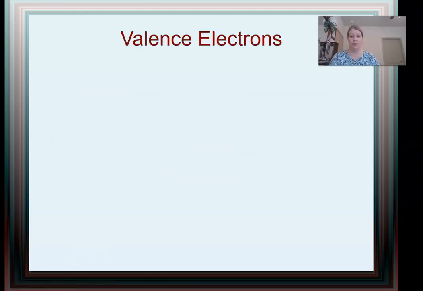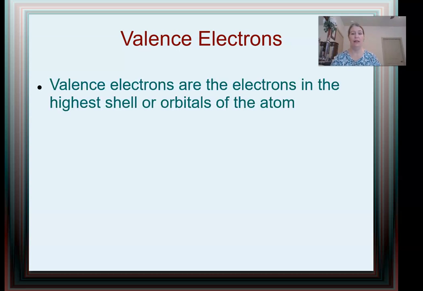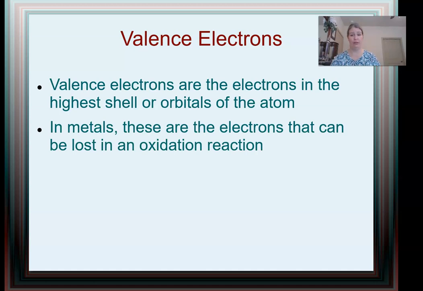Lewis dot diagrams deal exclusively with the valence electrons. After all, chemistry is valence electron chemistry. Valence electrons, of course, are the electrons in the highest outermost shell or orbitals of the atom. So if you're looking at an electron configuration, look for the biggest numbers out front. Those are going to be in your valence shell.